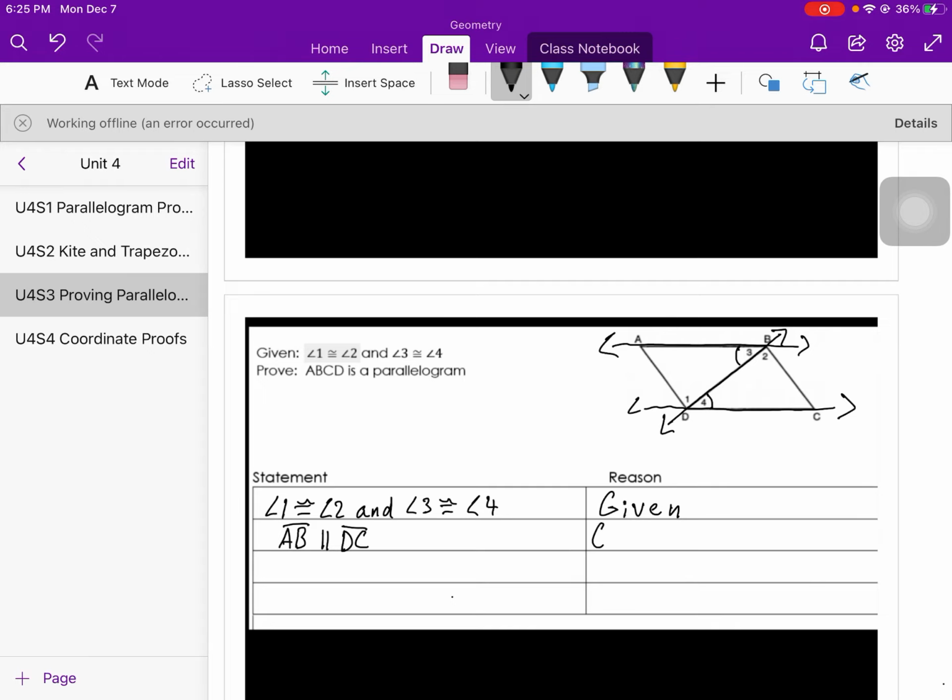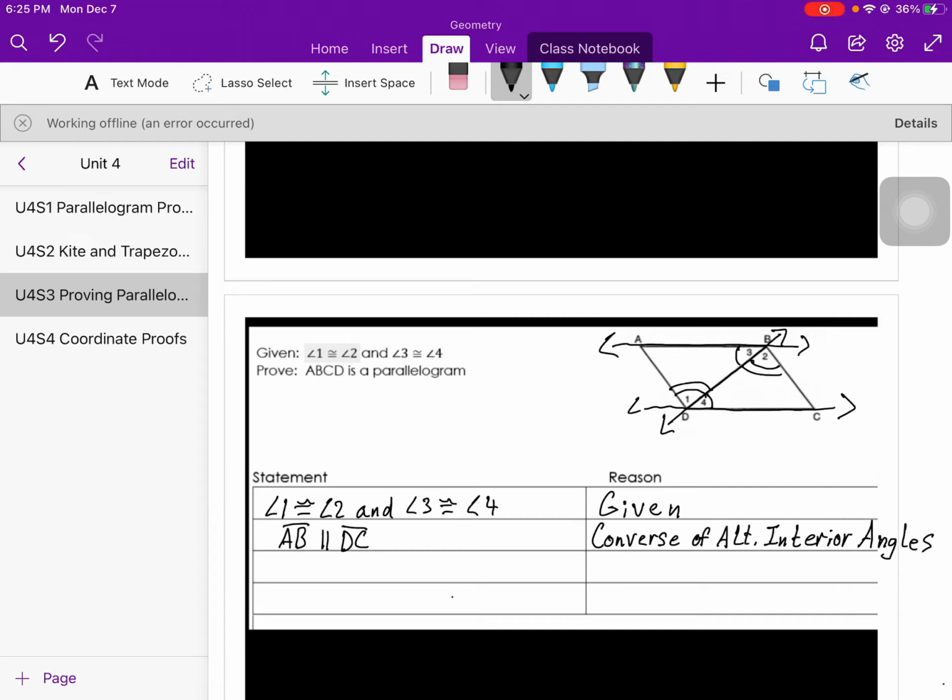We would say converse, because it's the opposite idea, we're working backwards, of alternate, I'm going to abbreviate here so I don't run out of room, interior angles. The reason it's the converse is because we know the angles are congruent, so we're proving lines are parallel because of that fact. Then we can do the exact same logic just for the other angles.